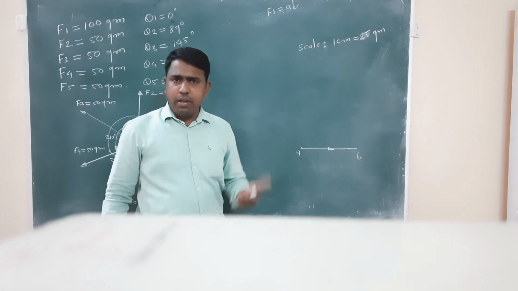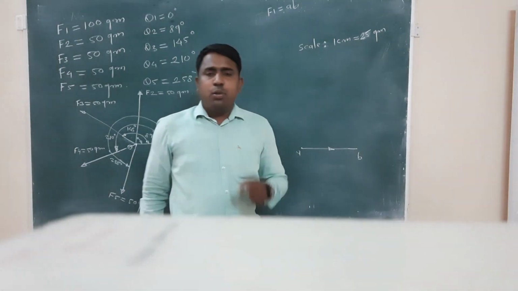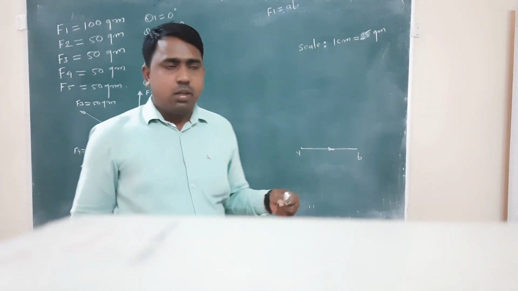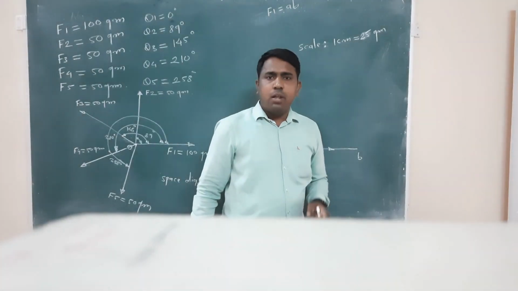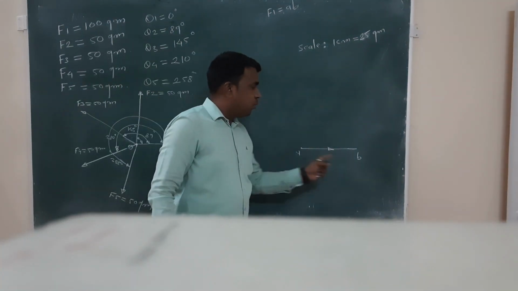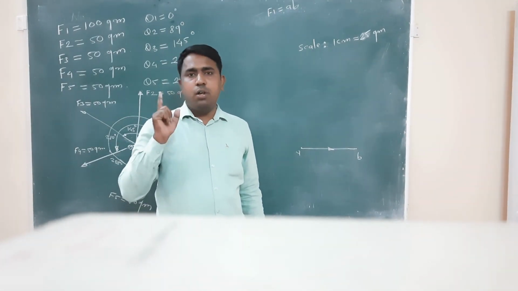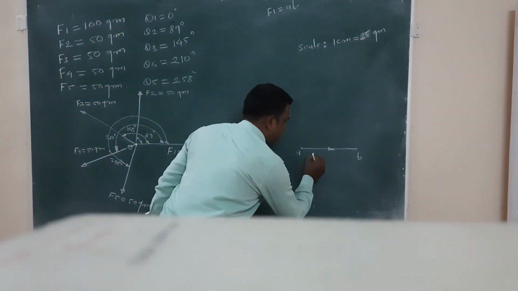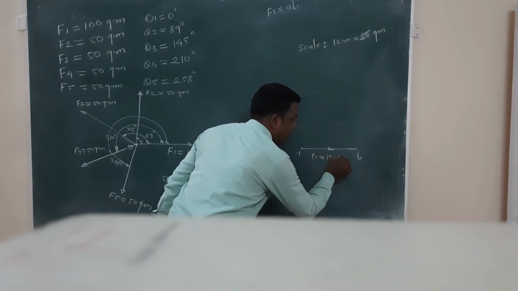Okay. The next part is the length. How much length should we take for A to B? We take the length according to the scale. Our scale is 1 centimeter equal to 25 gram, and our magnitude is 100 gram. So the length of A to B will be 4 centimeters. Why 4 centimeters? Because of the scale. So this is our F1 having magnitude of 100 grams.